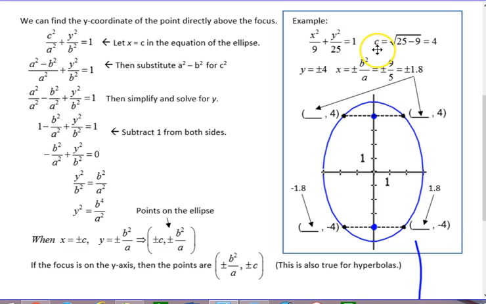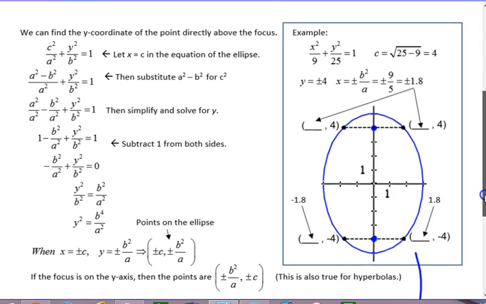I know that the distance to the focus is the square root of 25 minus 9, a squared minus b squared, which is 4. So I plotted the two foci right here and here. If I draw a chord through the focus perpendicular to the major axis, its endpoints will be right here and here, and those endpoints have the same y coordinate as the focus. So 4 and 4 here, negative 4 and negative 4 here.